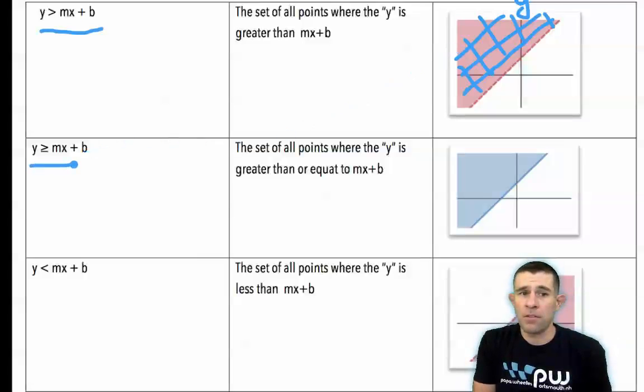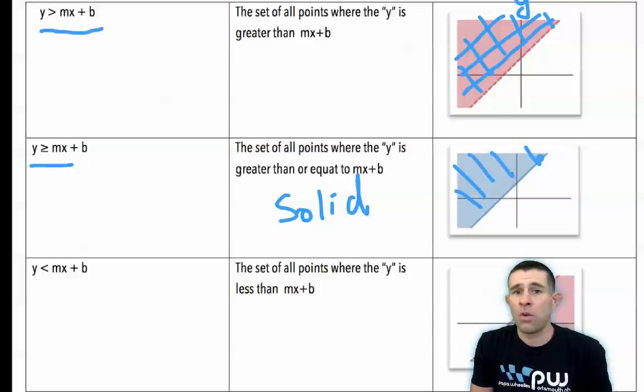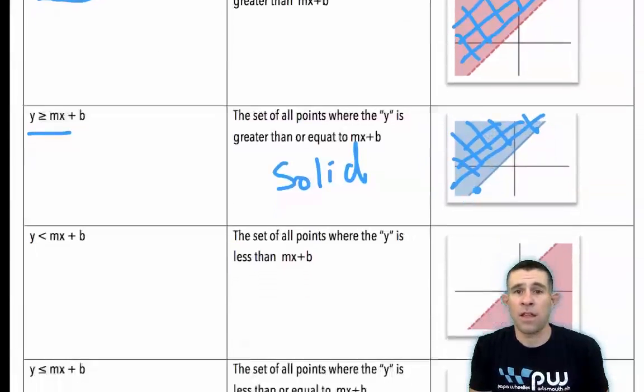The next possible case is when we have y's greater than or equal to, and you'll notice now that our line is a solid line, and that again we are shading above where that line splits our y-axis because we want all the y's that are greater than or equal to that line.